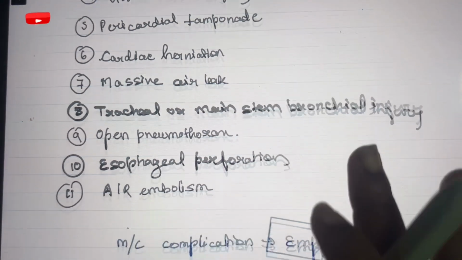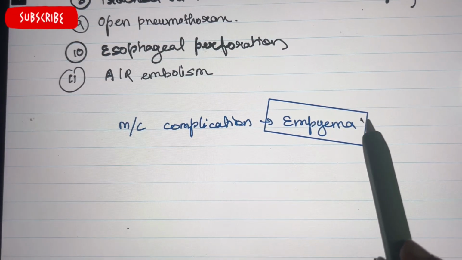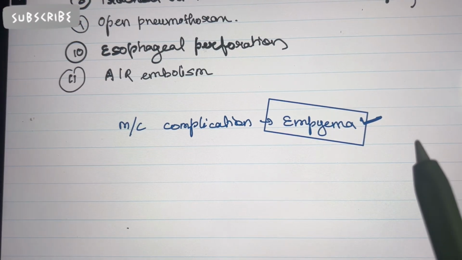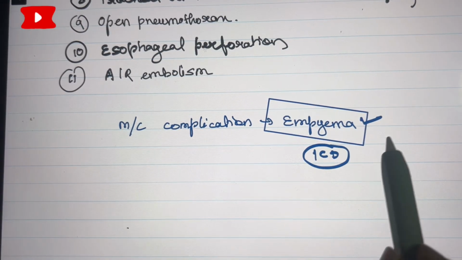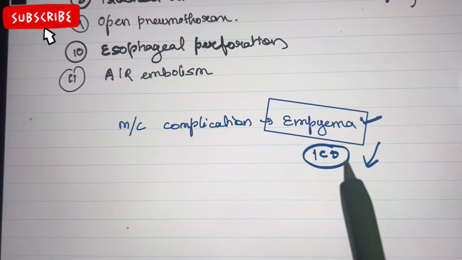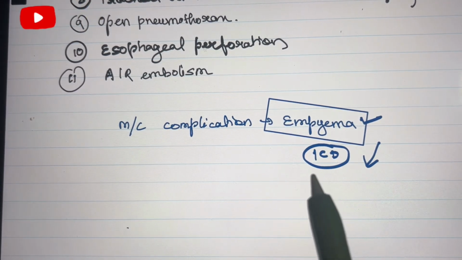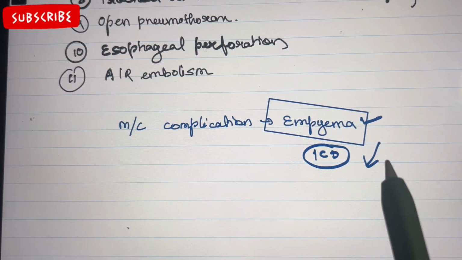And the most common complication for thoracic trauma is empyema. In empyema, we manage by putting an ICD, and generally the ICD is directed towards the diaphragm in cases of empyema, as empyema is thick. So this is part 2 of the trauma chapter for thoracic injury.